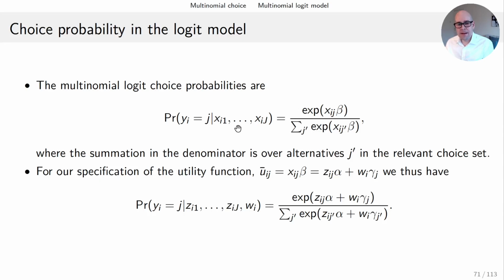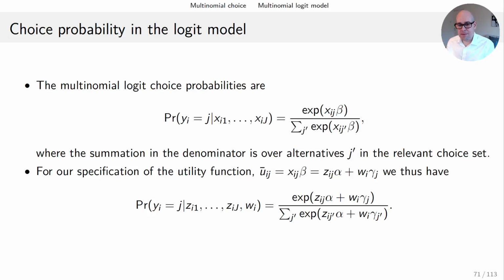How does this look? Again, this is the exact same thing we had on the previous slide. For alternative j, the probability that alternative j is chosen, given the characteristics of all the alternatives, is going to be the exponential function of xij beta divided by the sum over all alternatives j prime in the choice set, including j, of the exponential function of xij' beta. And this is actually very similar to what we have seen for the binary logit model.